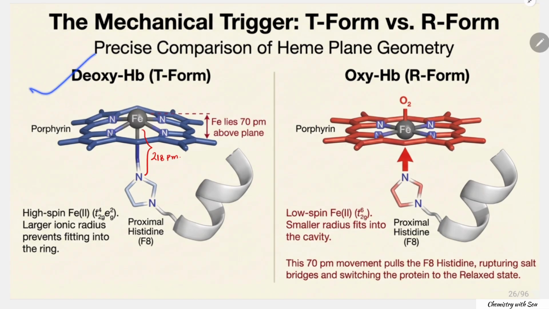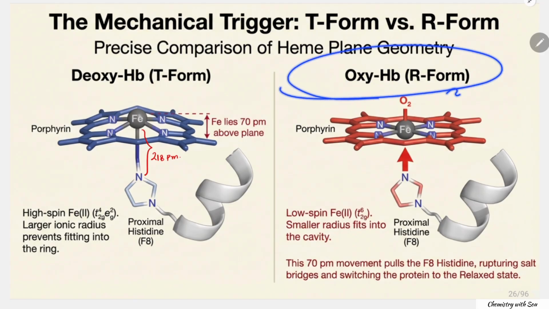So in deoxy hemoglobin it is present in a T form or tense state. So basically this is a porphyrin ring plane and the iron is about 70 picometer above the plane, and the iron-nitrogen distance is about 218 picometer. So the iron is present in a high spin state, t2g4 eg2, and its size is larger, so it can't fit in the cavity.